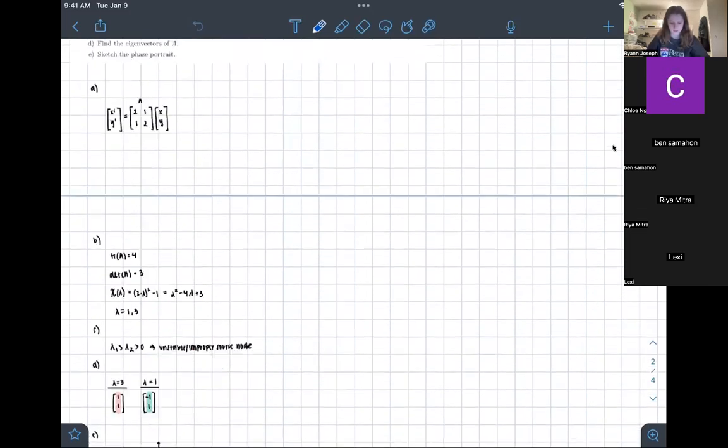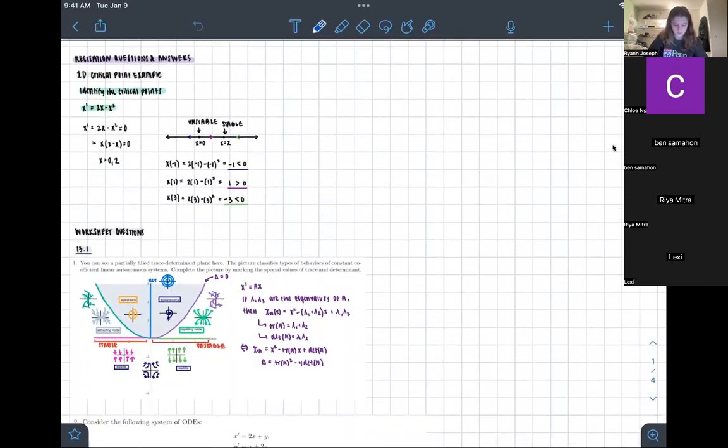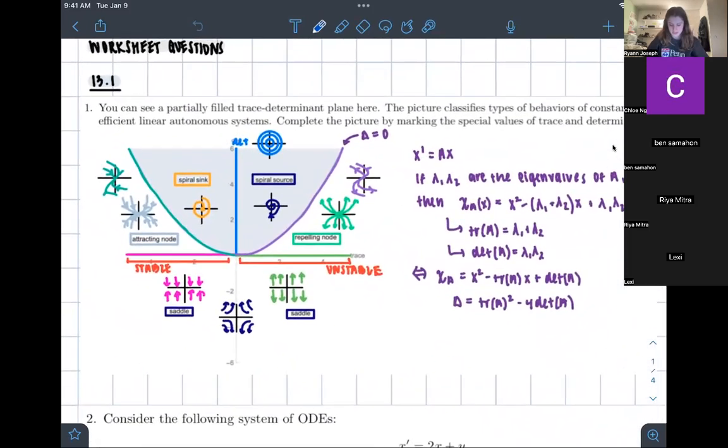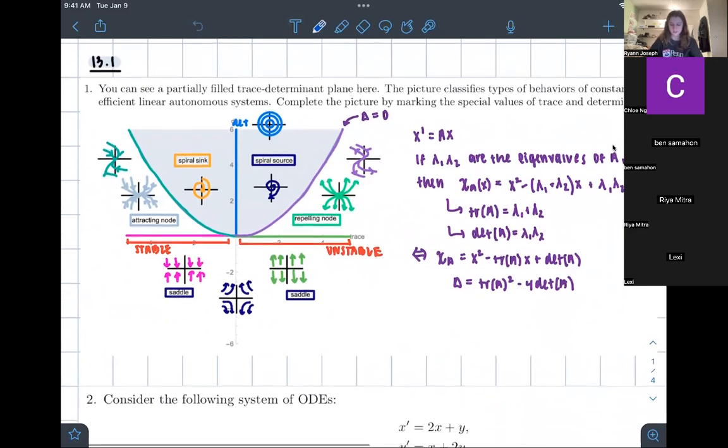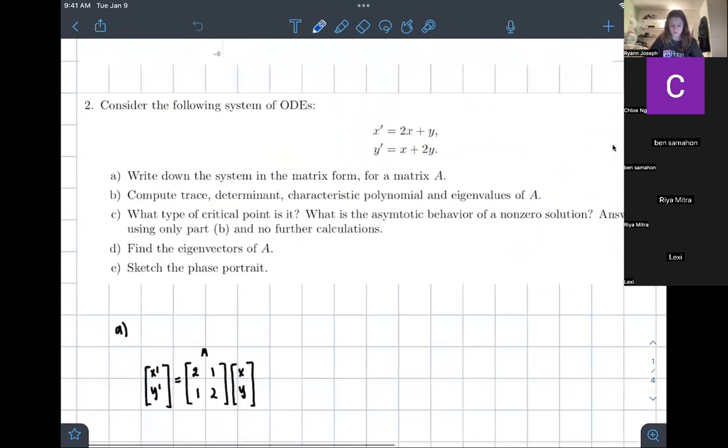Okay, so this is week 13. This is something that I think would be useful to have on a cheat sheet, which is just the diagram of how the types of critical points change based on the eigenvalues. We're graphing the determinant versus the trace, which is kind of interesting, and that tells you more about the system.